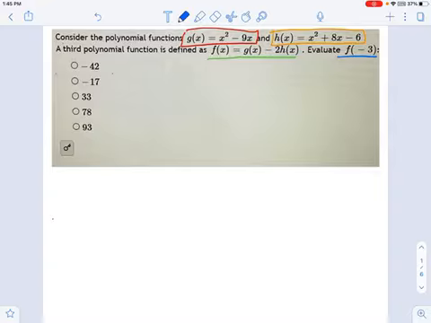So at its heart, this is a substitution problem where we're going to take that x and replace it with negative 3. Let's see how that works. F of negative 3, according to the equation in green, is just going to be g of negative 3 minus 2 times h of negative 3. See how I replaced all those x's with negative 3's? Great. Let's figure out what these things are.